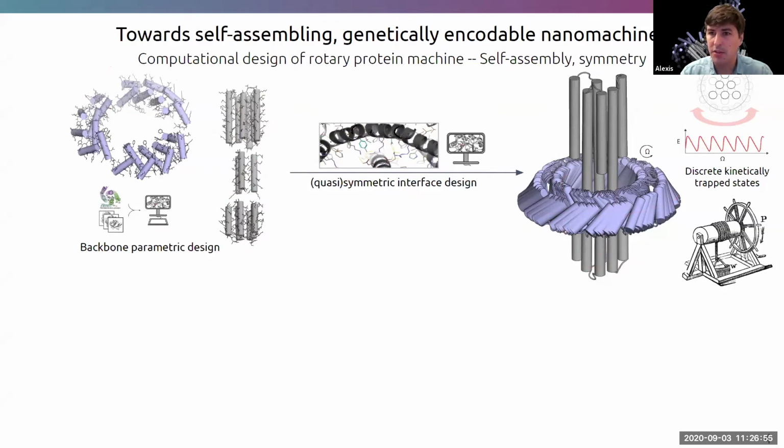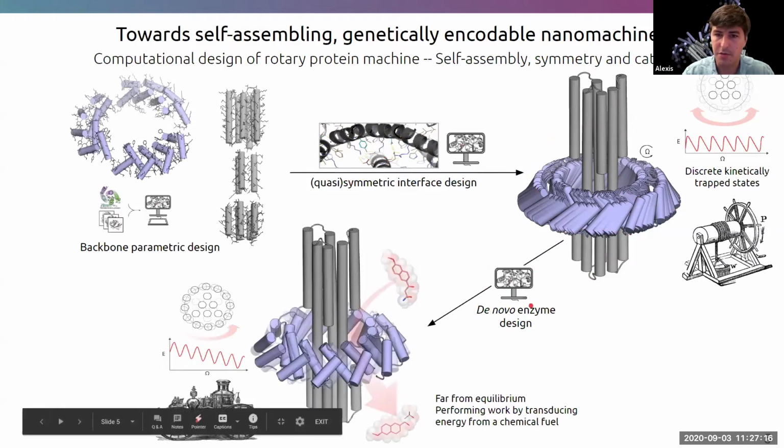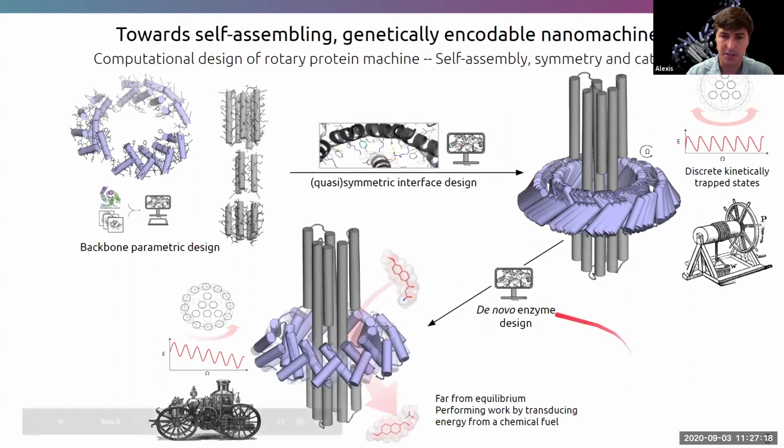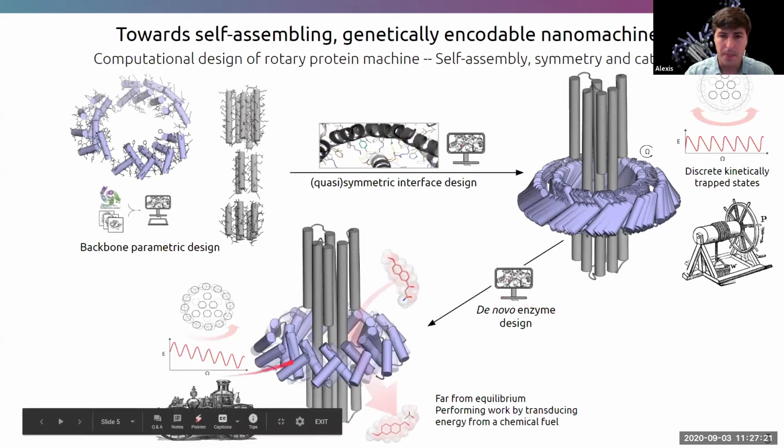Because of the symmetry of such homo-oligomers, you have a kind of ratcheting mechanism in which the system can populate different states that are defined by the symmetry of the two components. Once we have this ratcheting system, the idea is to design the interface by installing a catalytic activity so that we can bind a small molecule at the interface and also catalyze it, so as to release some energy at the interface.